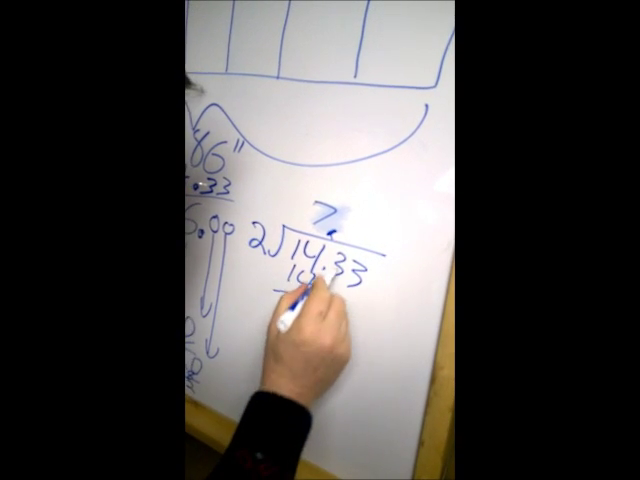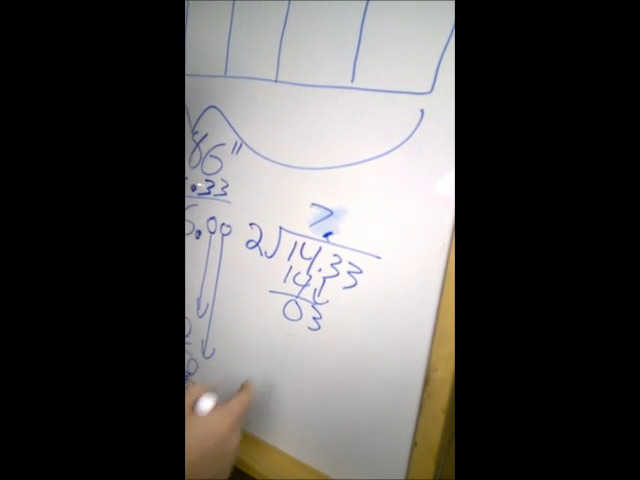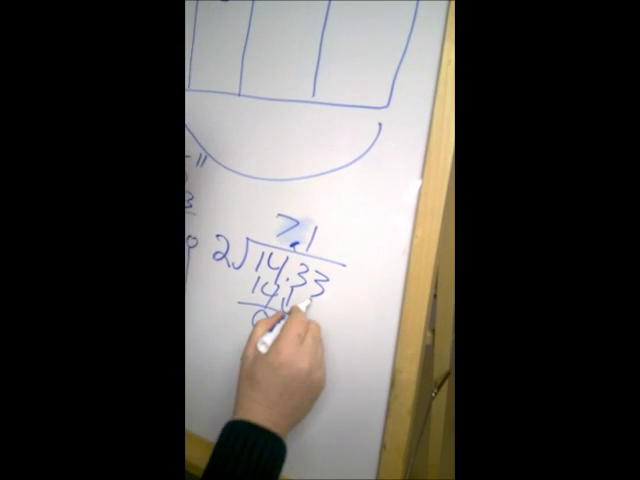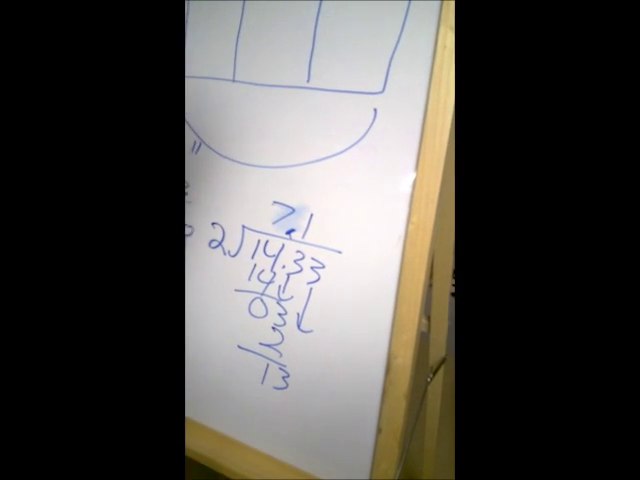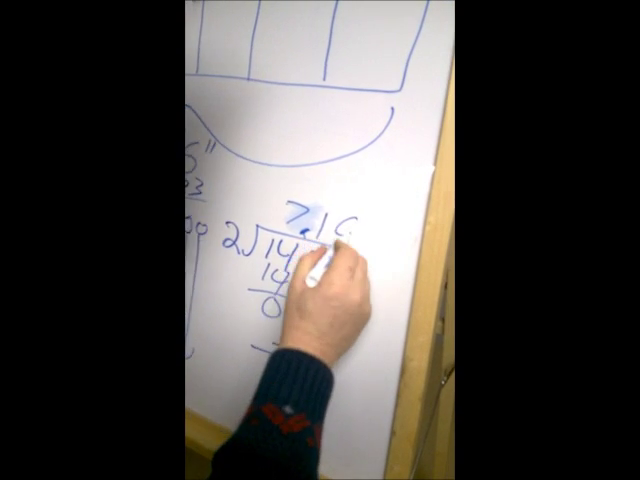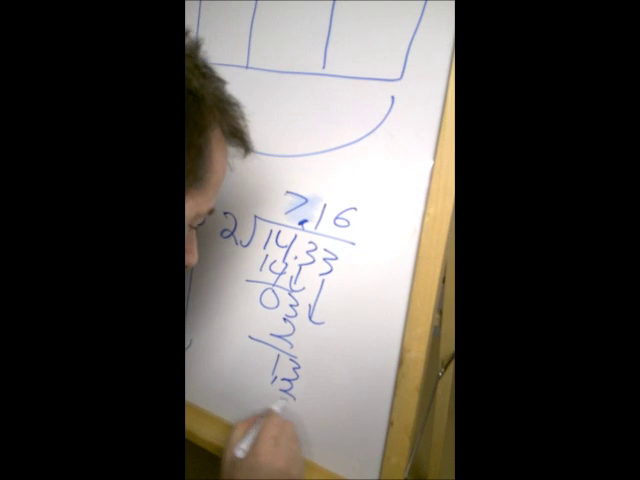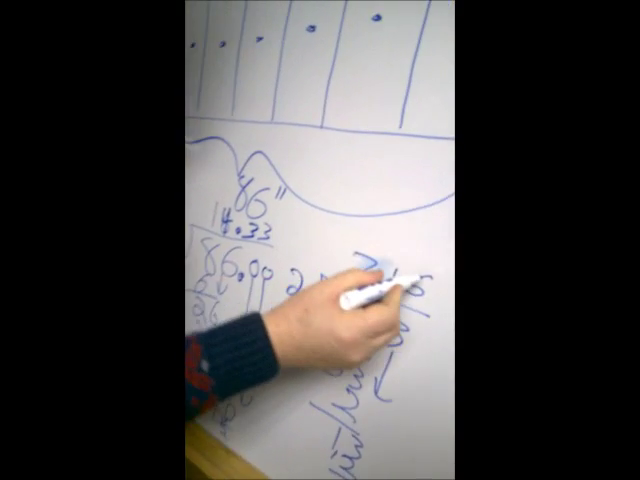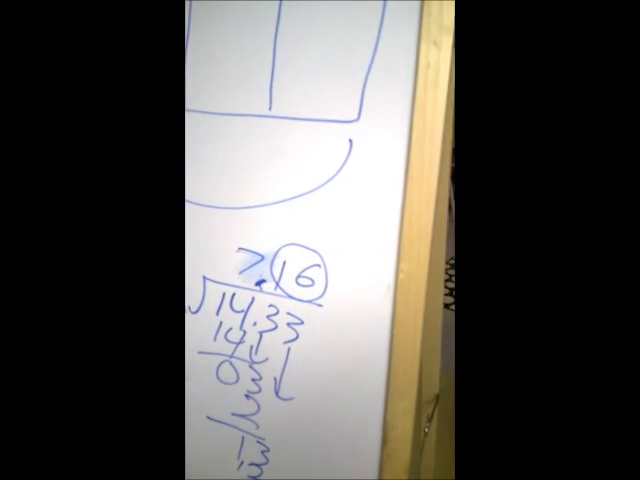So I have it here. And 2 goes into 3 one time. 1 times 2 is 2. 1. Drop the 3. 2 goes into 13 6 times. 6 times 2 is 12. 1. So I have 7.16. This 6 is a very small number.